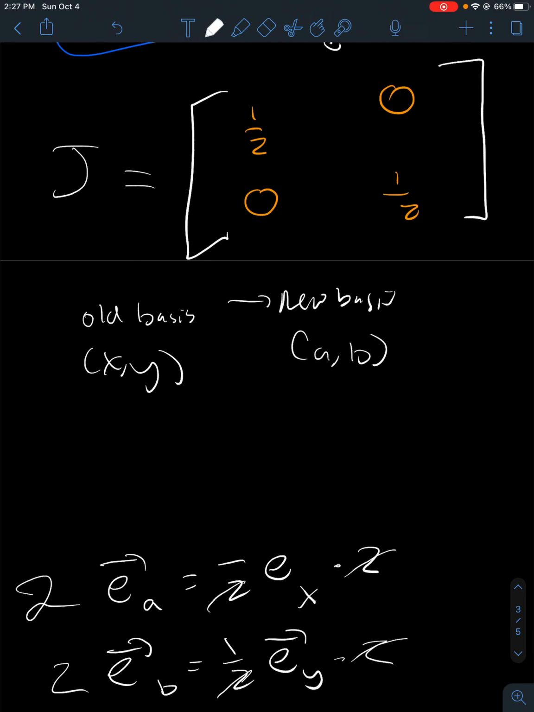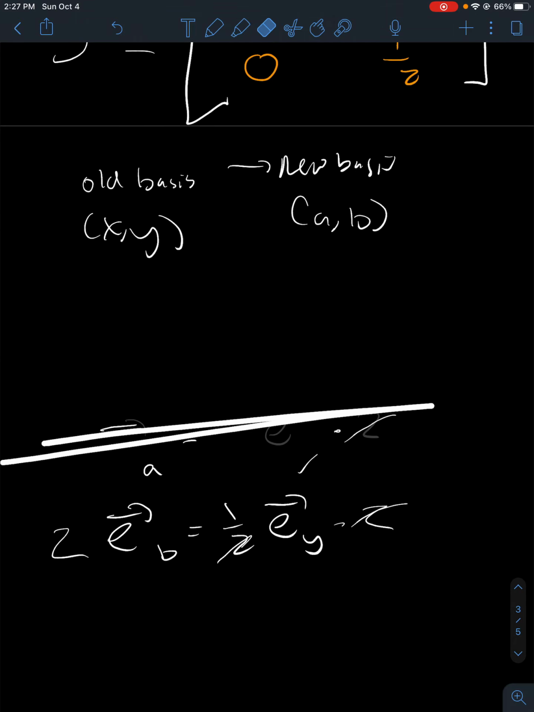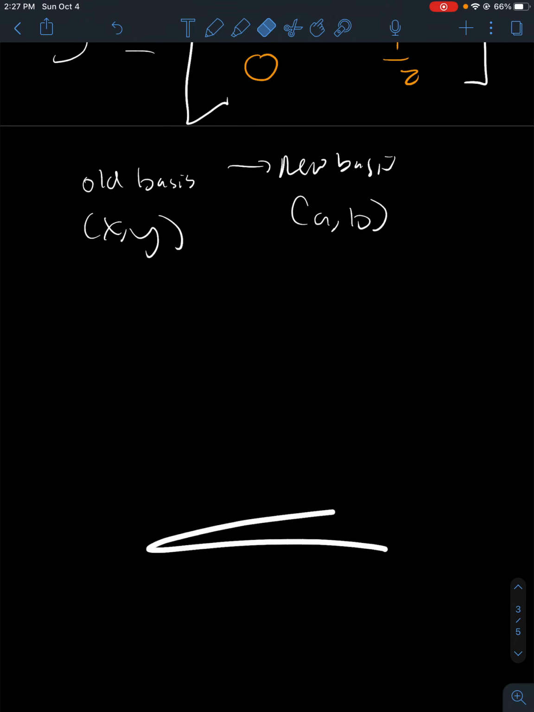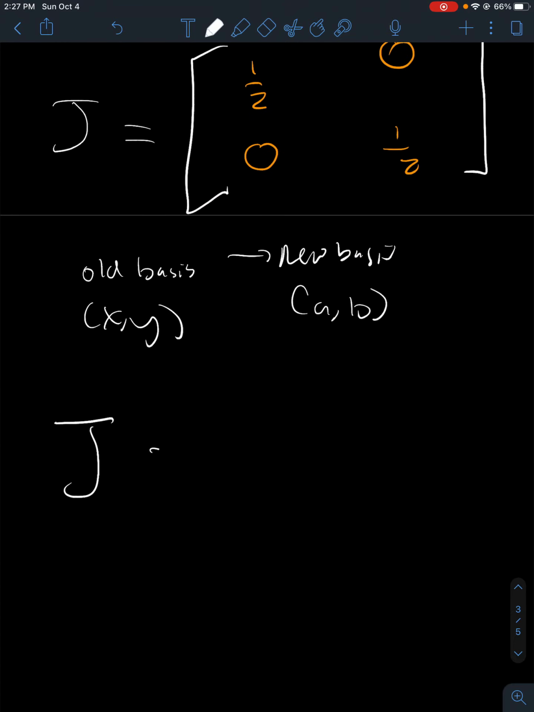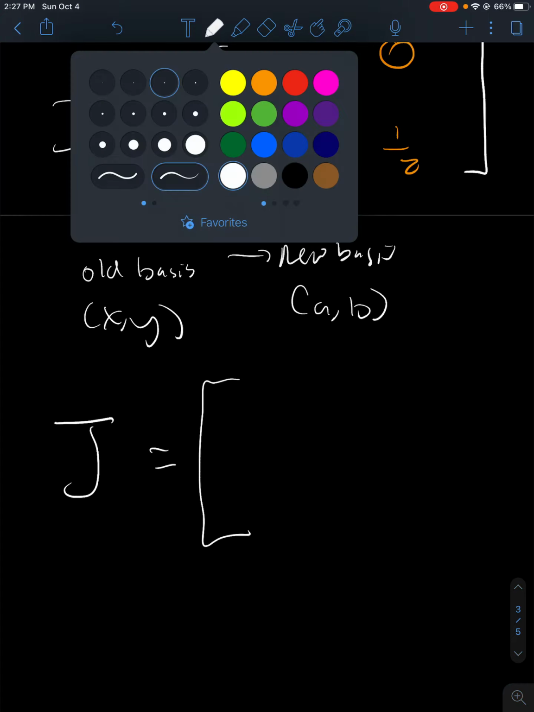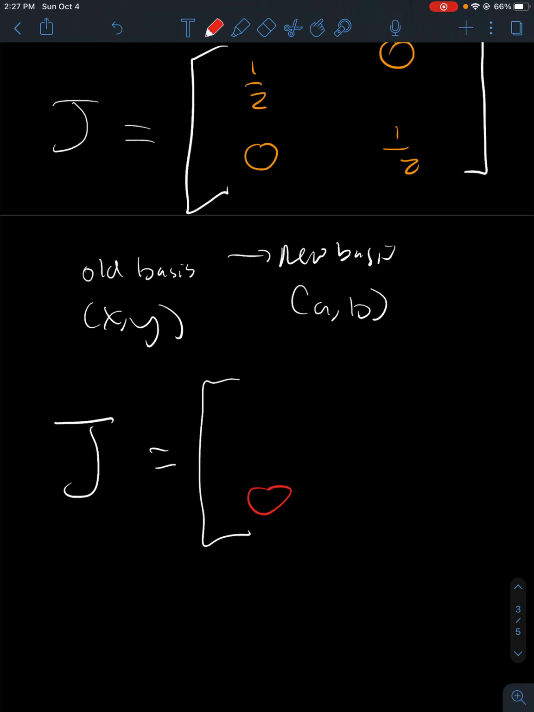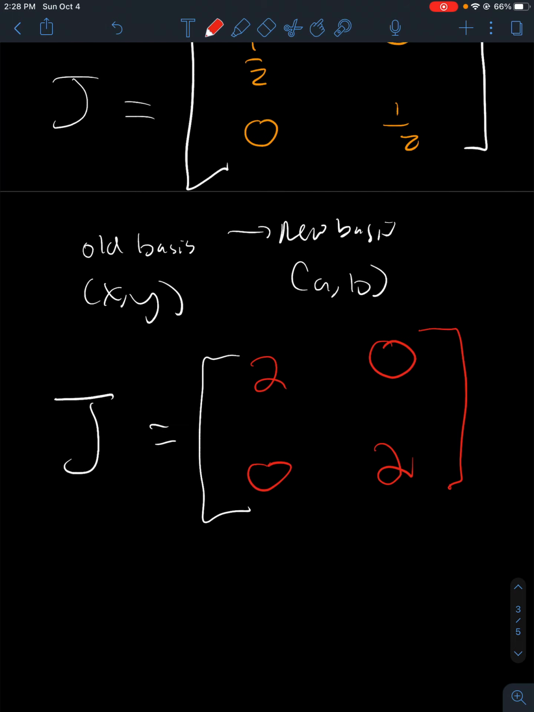Well, what if we calculated the matrix going from our a b vectors to our xy vectors? We would get a matrix that looks like, what would that look like? It would have zeros over here, and these would be 2s, I believe. 2s, right? Yeah, they would be 2s.